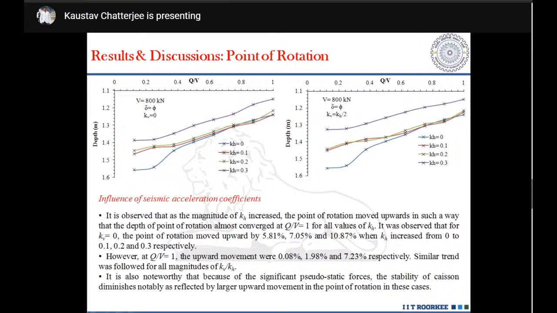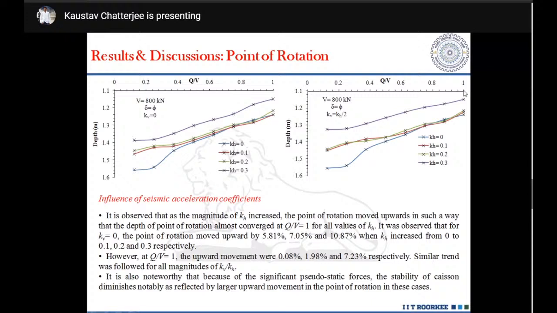Influence of the seismic coefficient on the point of rotation. It is observed that as the magnitude of kh increases, the point of rotation moves upward in such a way that the depth of point of rotation almost converges at Q by V equals to 1. It will no longer be varying; it will almost be equal at this particular point. It is observed that for kv equal to 0, the point of rotation moves upward by 10.87% when kh increases to 0.3. However, at Q by V equals to 1, the upward movement was around 7.23% respectively.